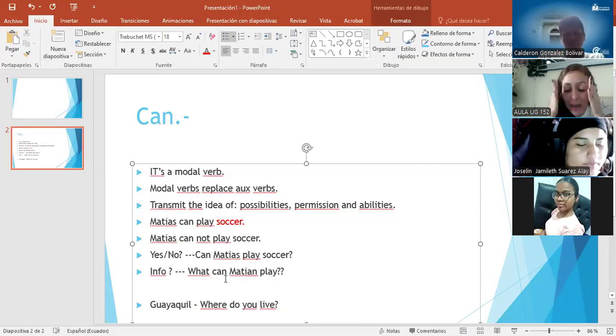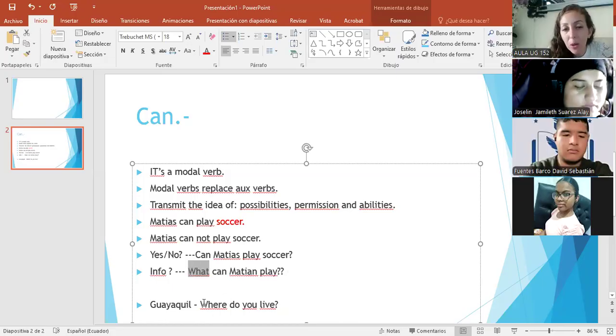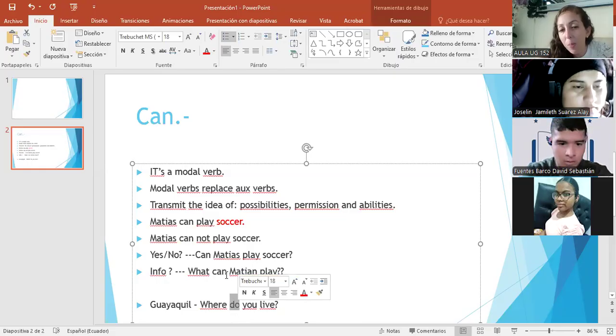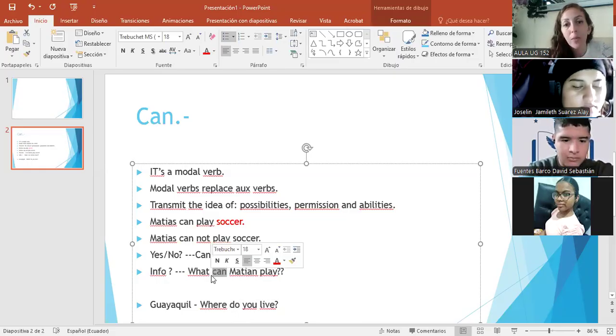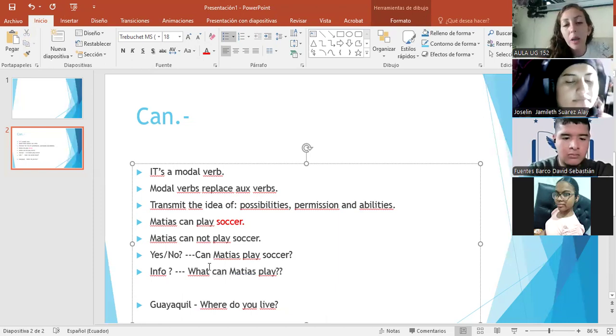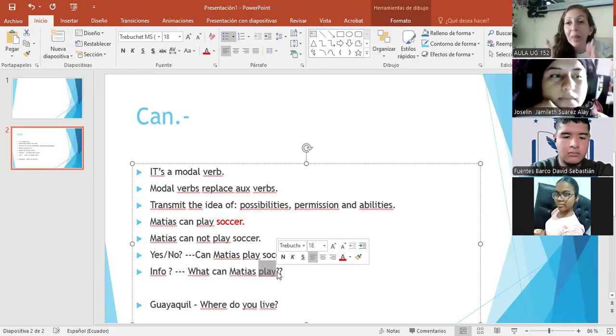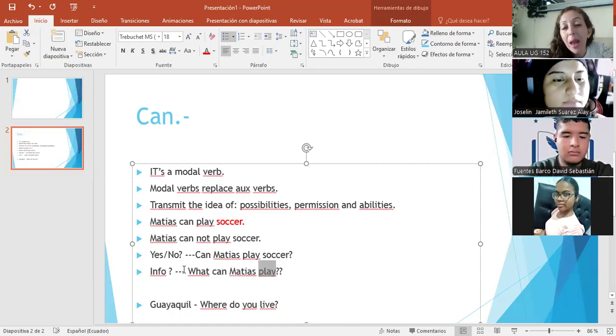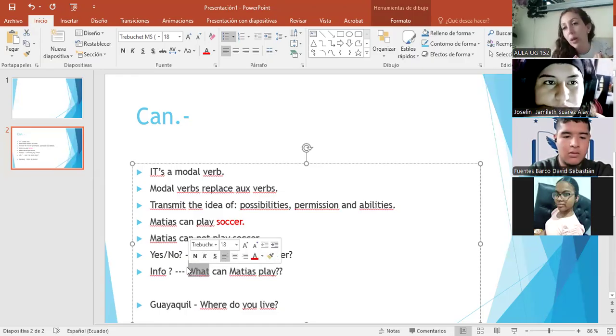Okay, if you pay attention, it's exactly the same. Information word, information word. Auxiliary verb, modal verb in the same position. This is the subject. This is the principal verb. So it's exactly the same. So as you have an information word, you're going to receive information.